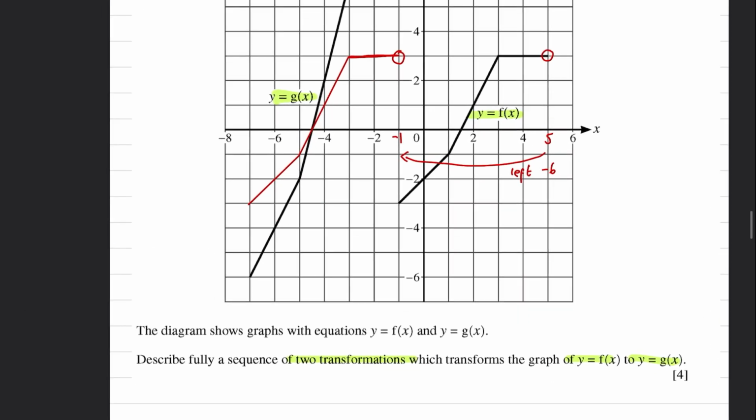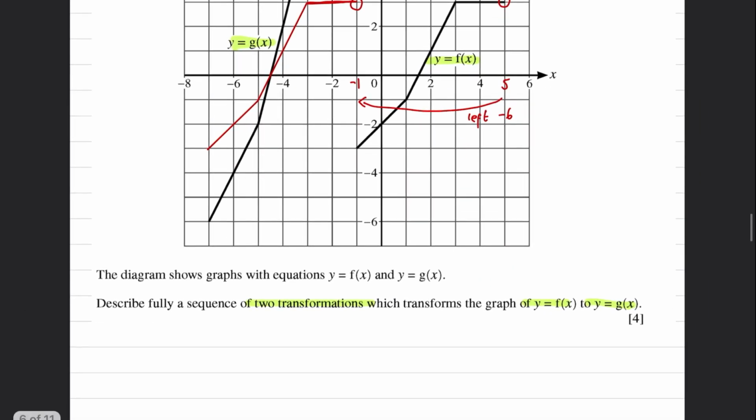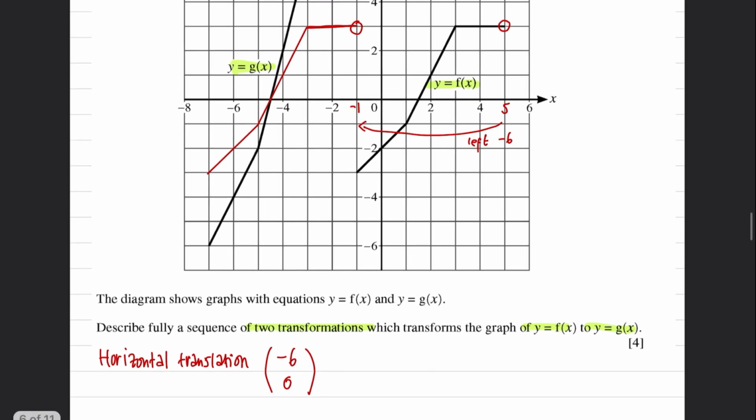So that means the first transformation is horizontal translation. If it is horizontal, that means we write the number here on top, -6 because it's to the left, and then 0 means that there is no vertical translation. This is the first one.